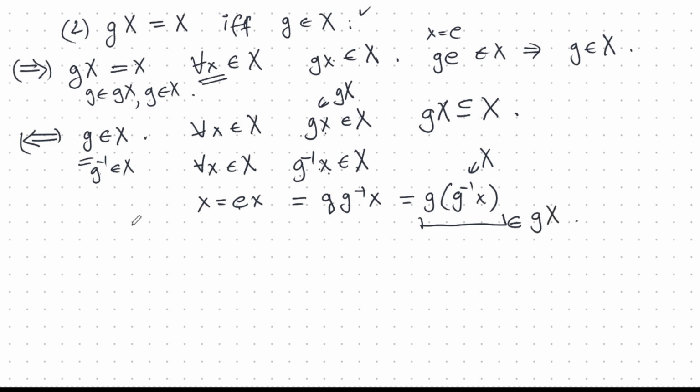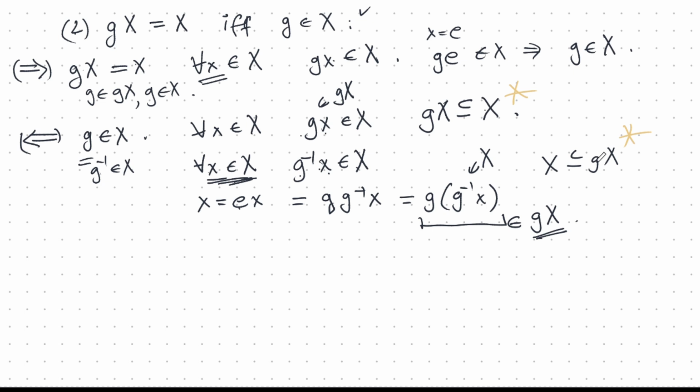So what did we prove here? If x is an element of big X, then it is also an element of gX, the coset. So this means that X is a subset of gX. But if I combine, that's hard. This is pretty crazy proofs.